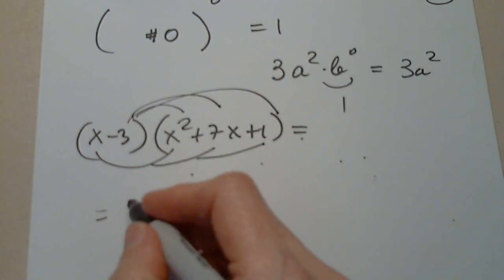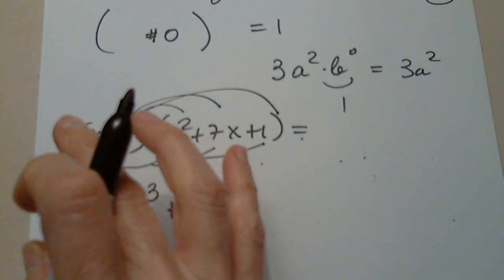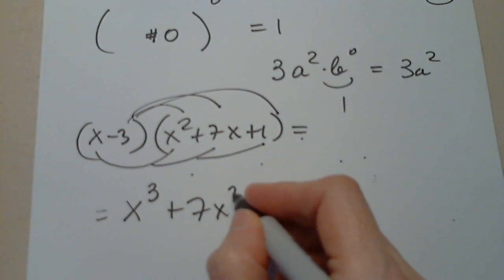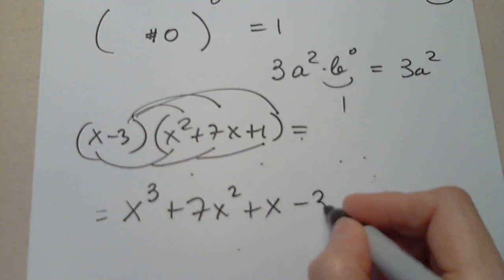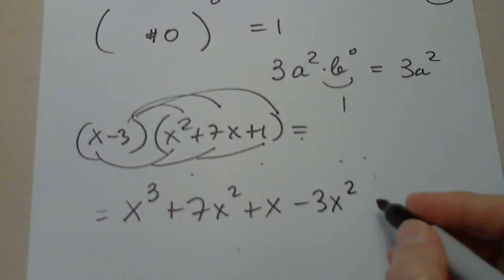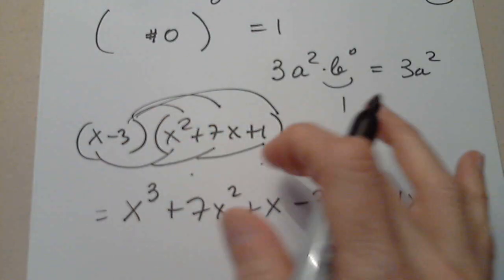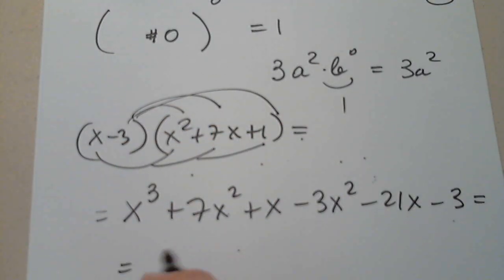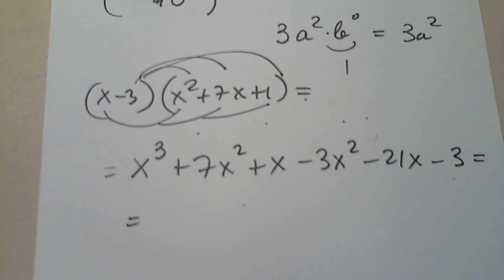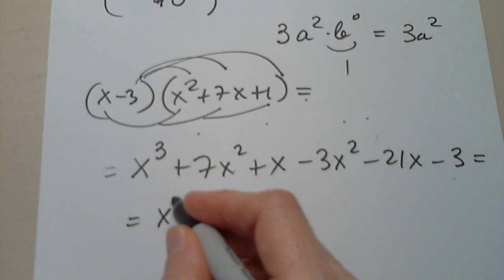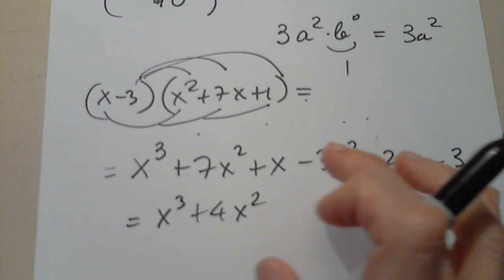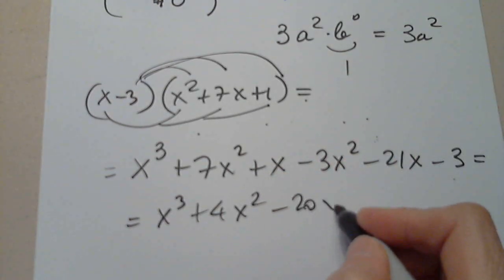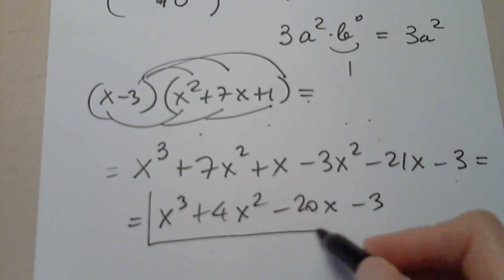So x times x squared, x to the third, plus x times 7x, 7x squared, x times 1, positive x, negative 3 times x squared, negative 3x squared, negative 3 times 7x, negative 21x, negative 3 times 1, negative 3. In descending order, mandatory, and clean it up. X cubed is alone. 7x squared with negative 3x squared, positive 4x squared. X with negative 21, negative 20x, and negative 3.